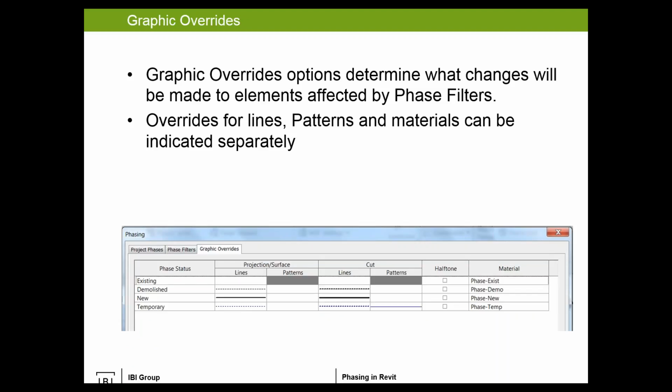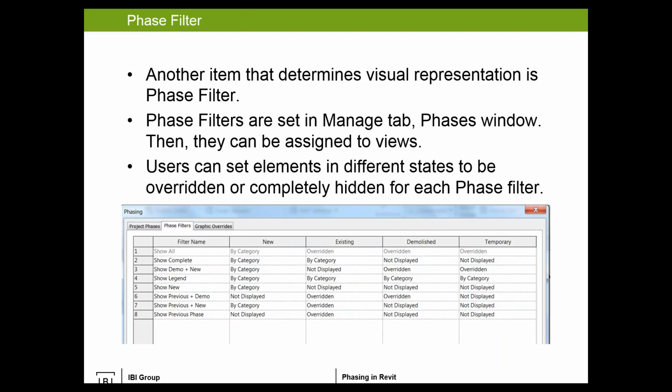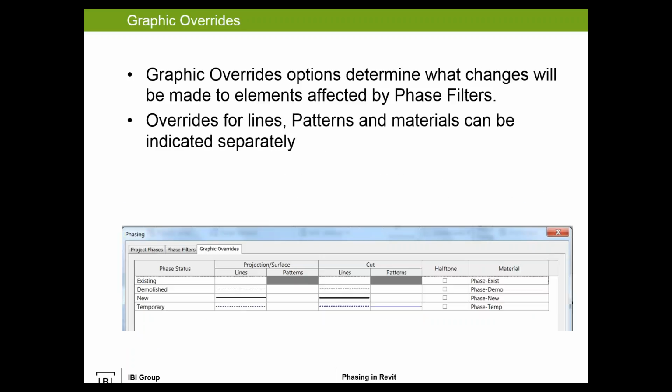And then there are graphic overrides. So if you got confused when you saw the overridden over here, this means if you don't say overridden, it's not going to do anything. So if you look at show complete, for example, they both say by category. So it's a view where you don't distinguish the new construction and existing, right? But I want to show existing differently, so I mark it overridden. And how it overrides the existing elements is depending on this table.